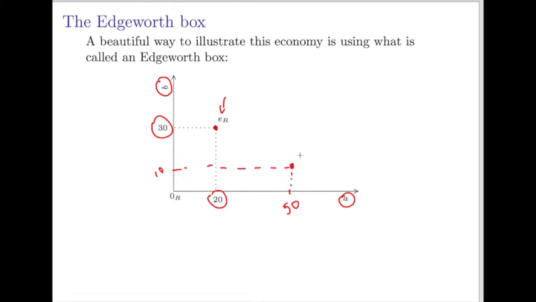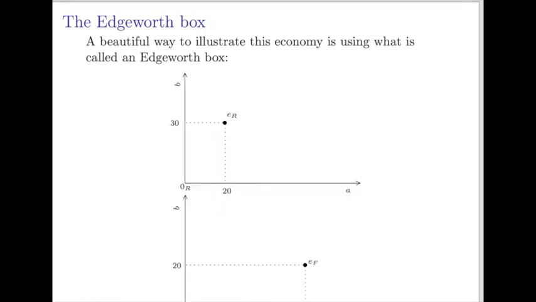So this would be some other bundle. We'll call it X for Rob. So XR would be a bundle where he consumes 50 bananas and 10 apples, for example. Right? So there's lots of different bundles we can represent with these axes.